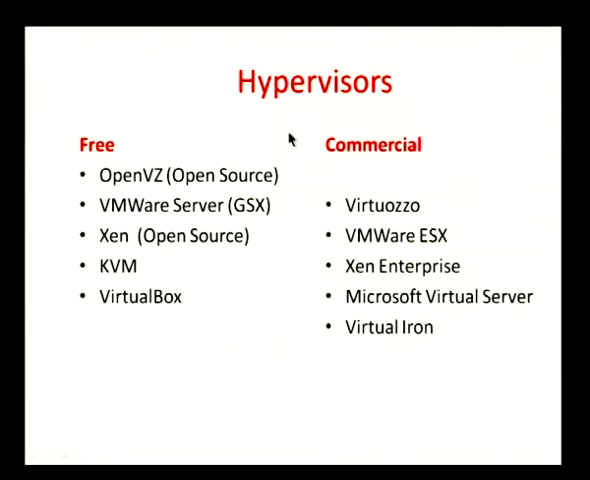And we are having some hypervisors which are freely available as well as commercially available. The free versions are OpenVZ, VMware Server, Xen, KVM, VirtualBox. The commercial versions are Virtuozzo, VMware ESX edition, Xen Enterprise, and Microsoft Virtual Server and Virtual Iron also. So, these are examples of hypervisors which are helpful for creating virtual machines.